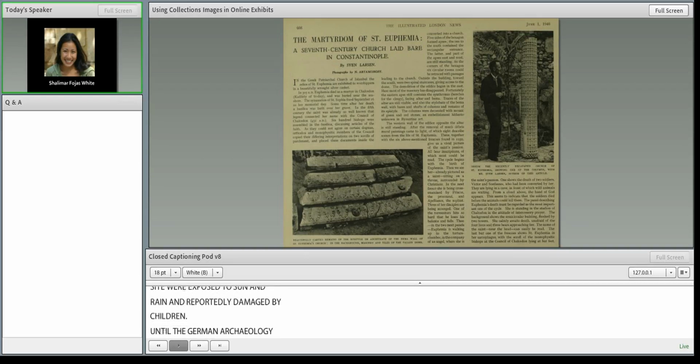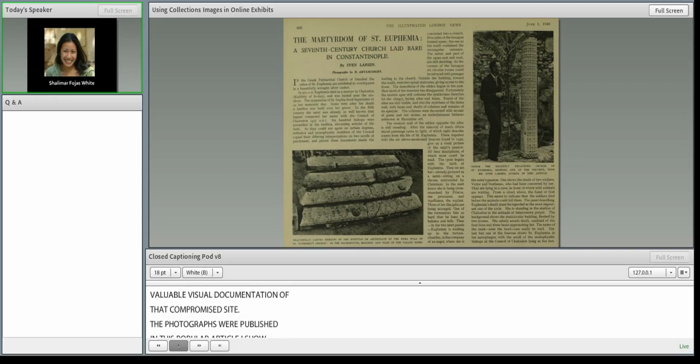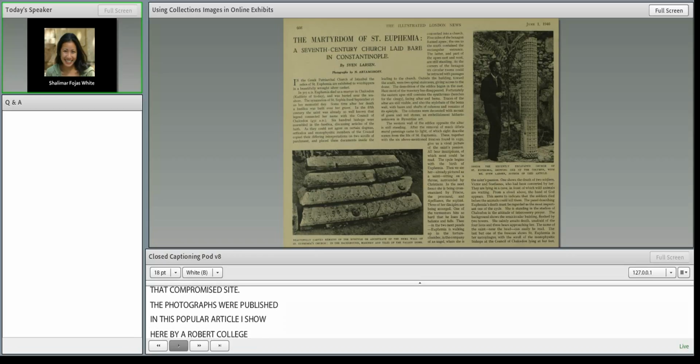Now, thankfully, our Mr. Artamonoff had photographed repeatedly at the site in 1940, 42, and 46. These photographs provide valuable visual documentation of that compromised site. The photographs were published in this popular article that I show here by a Robert College colleague, Sven Larsson, in the Illustrated London News, as well as in Schneider's scholarly publication on the excavations, though sadly for Mr. Artamonoff, never attributed to him.